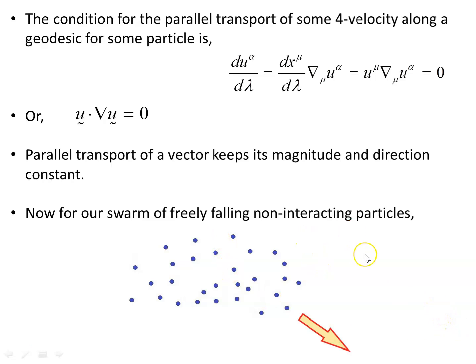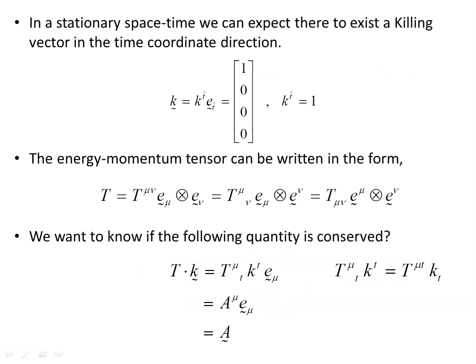I wanted to get at conservation of the energy momentum tensor in a particular circumstance. So let's go back to our swarm of particles that we've used over the last couple of videos. Here we are again. Now in a stationary space-time, we can expect there to exist a Killing vector in the time coordinate direction. So choose our Killing vector as we did in the last video. And just as in the last video, the energy momentum tensor can be written in this form here, in the coordinate basis form, with one forms over here, one forms up here.